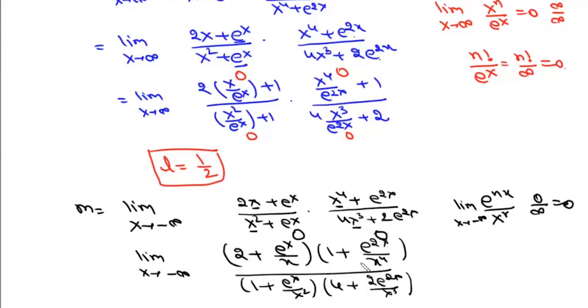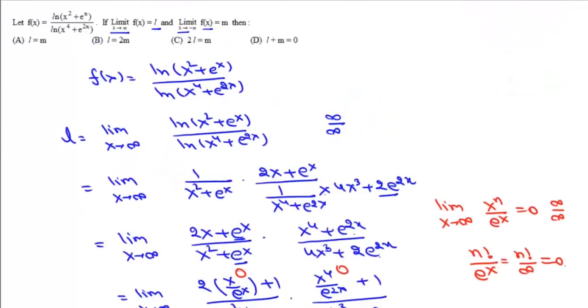So all these terms will be 0. From here we'll get the value of m as also 1 by 2. So L is 1 by 2 and m is also 1 by 2. In this case, the answer to this question will be L equals m, and that's your option A.